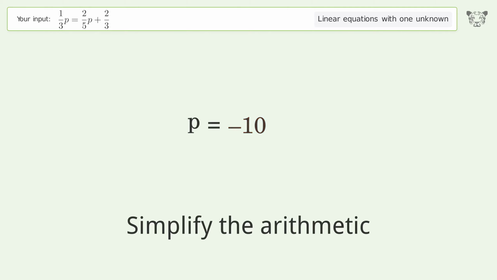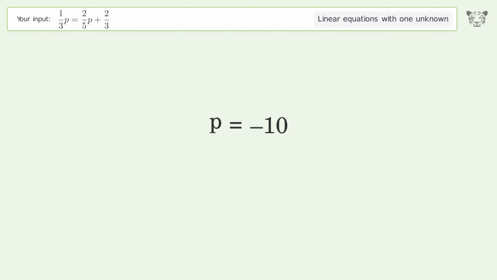And so the final result is p equals -10.